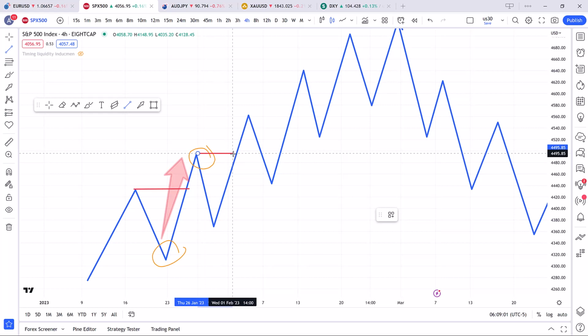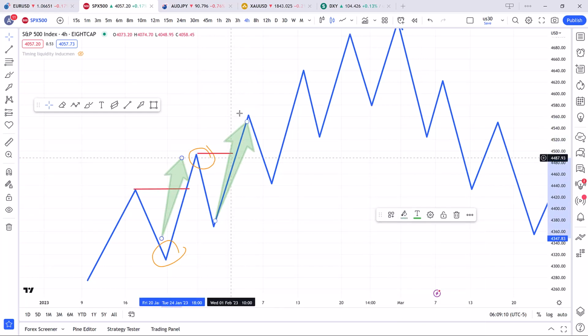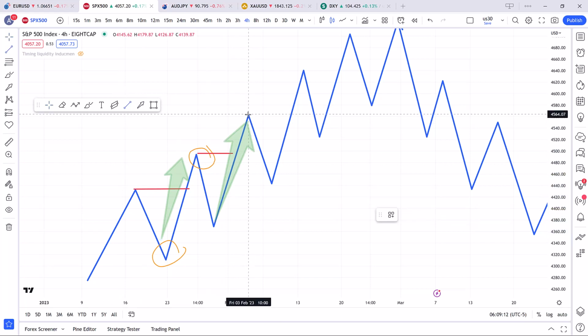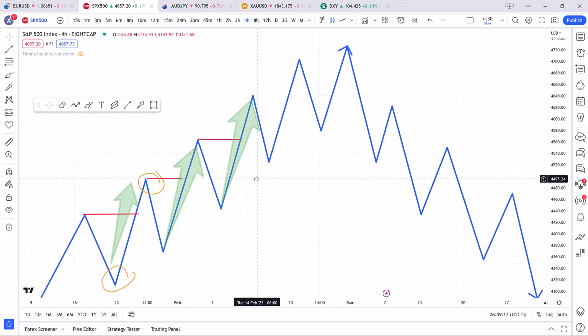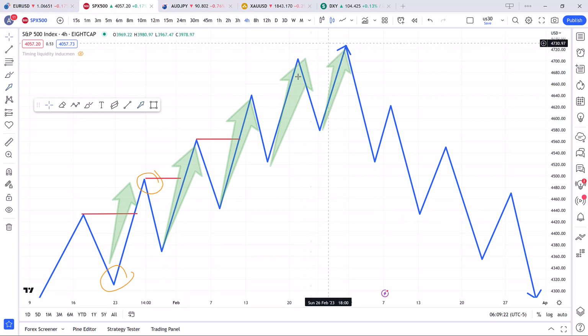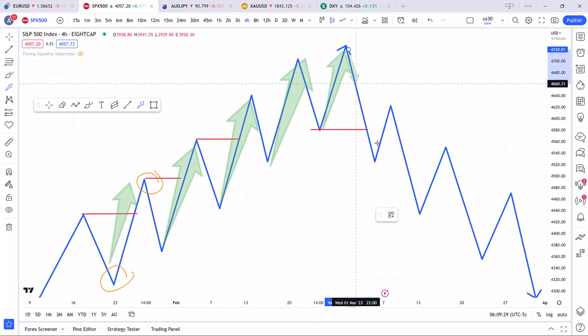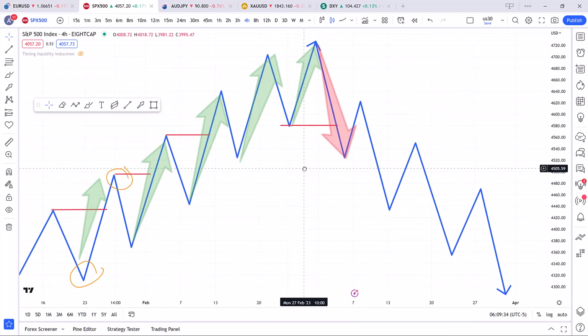Here you can see that the market broke this structure, so it is going to be our protected leg or our trading range. Again, it broke this structure, it is going to be our protected leg, and again and again. And when this high comes and breaks this low, we can say that it is a break of structure, so it is our protected leg or our trading range.